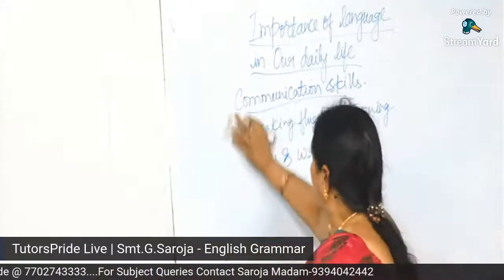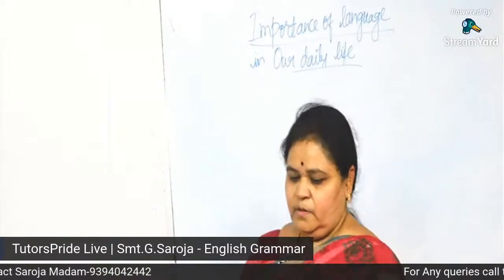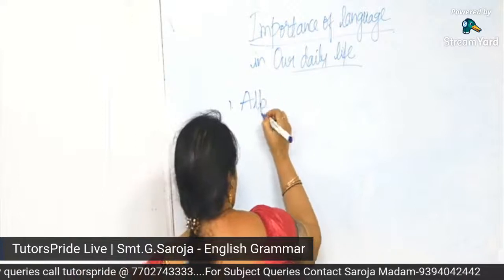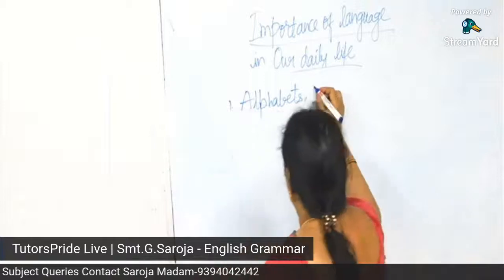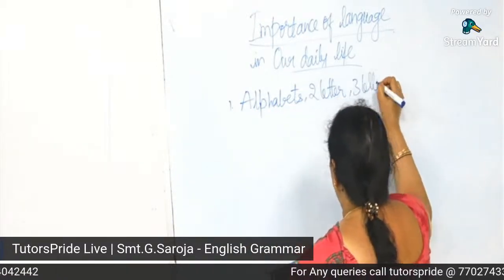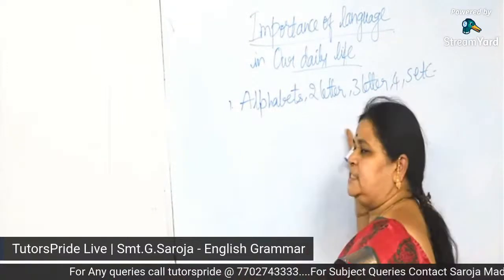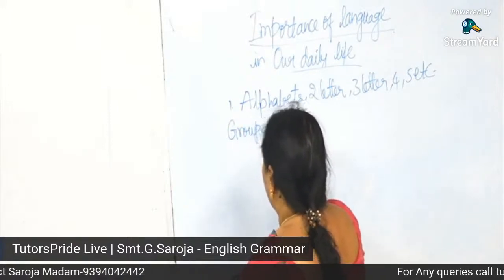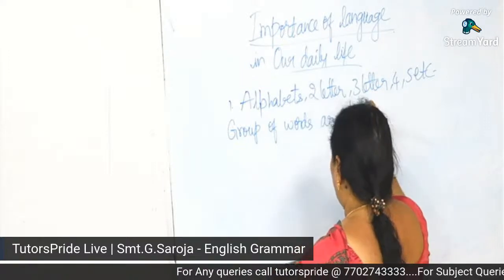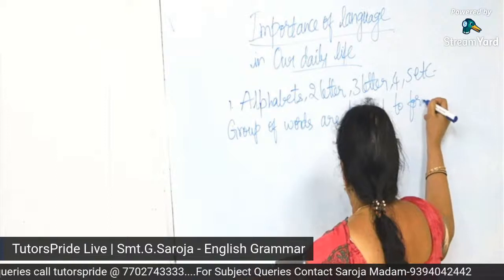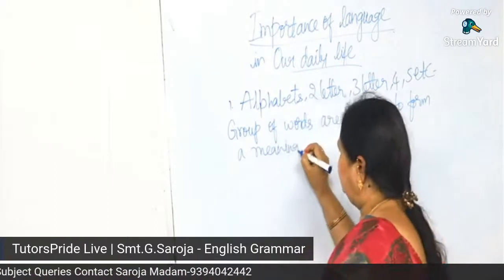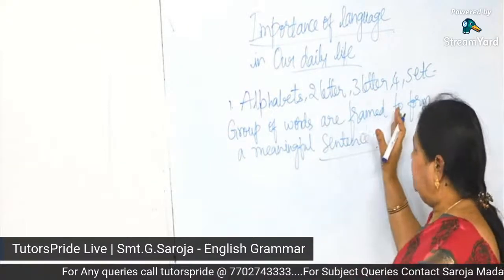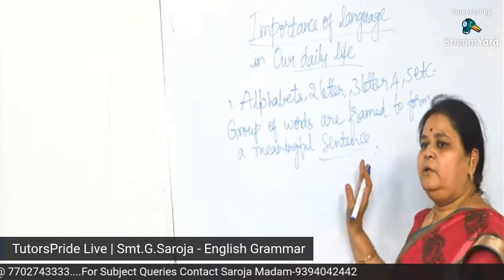From the beginning onwards, two-letter words onwards, we start with alphabets first. First we learn alphabets. From alphabets, two-letter, three-letter, four and five, etc. So like this, we start learning the words, and the words are combined. A group of words is framed together to form a meaningful sentence. Now, a group of words is framed to form a meaningful sentence. From here onwards, the learner will start the subject learning.